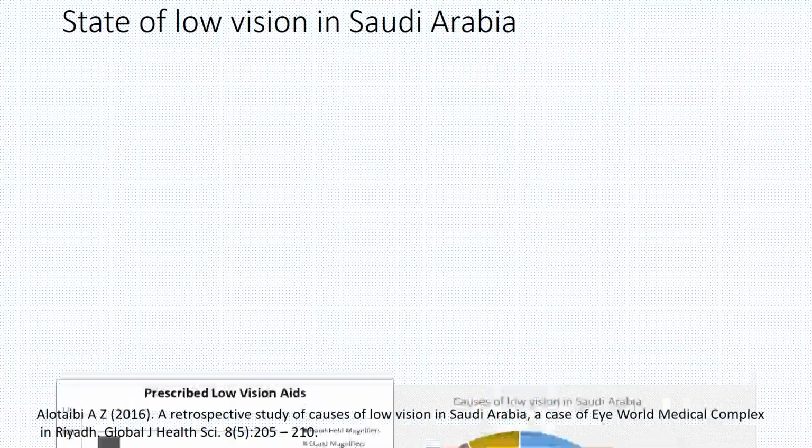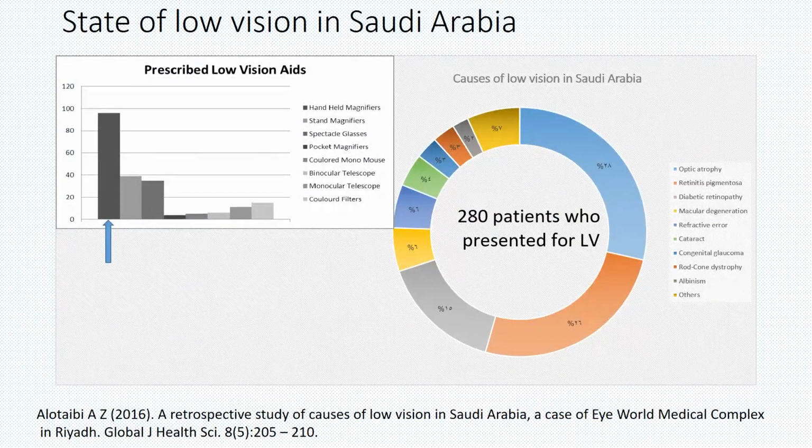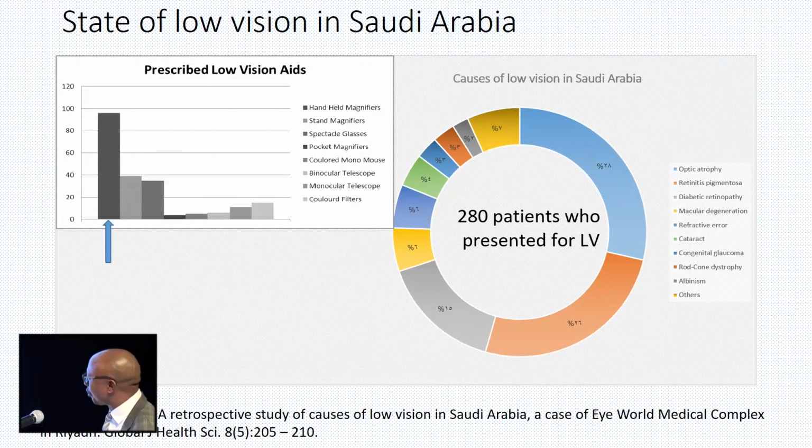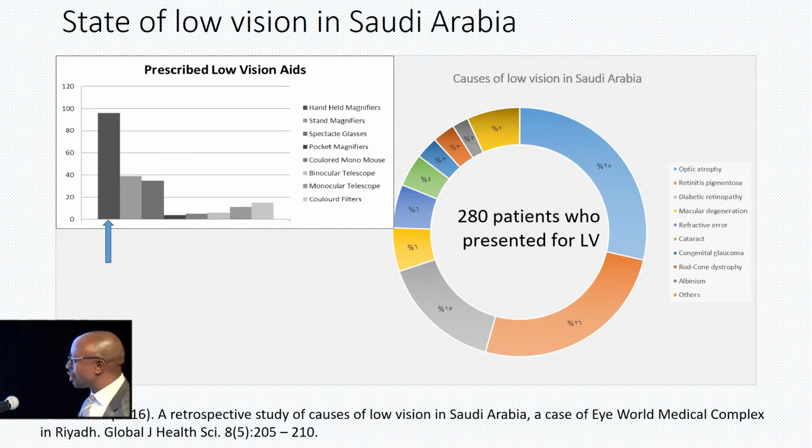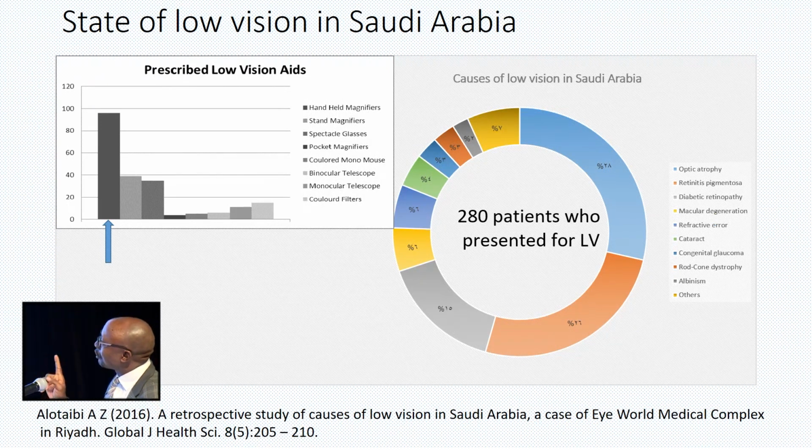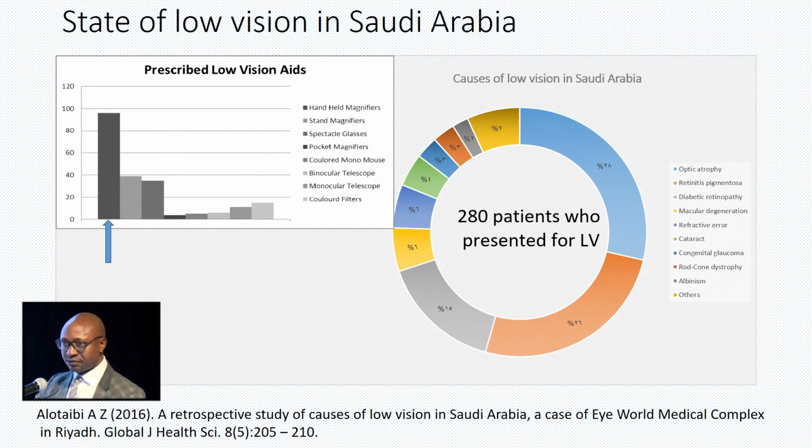Now, some 10 years later, he did a study, and this is what he came out with. A retrospective study, of course, of low vision in Saudi Arabia. And to justify the point I just made, we found out that the most prescribed low vision devices, this study was done in one facility, so it is probably not representative of the whole country. But it is indicative because where this study was carried out, the I World Medical Complex, is a tertiary facility with supposedly provision of low vision service. And this is what is provided.